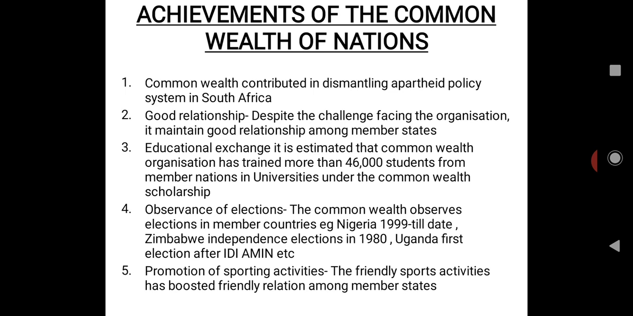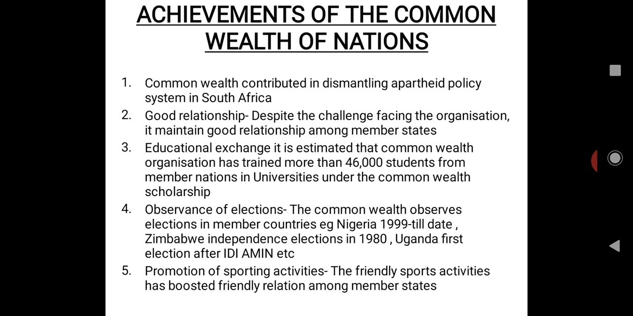Again, another achievement of Commonwealth of Nations is good relationship. Despite the challenge facing the organization, it has maintained good relationship among member states. People from one country can go to another country and live and earn a living.